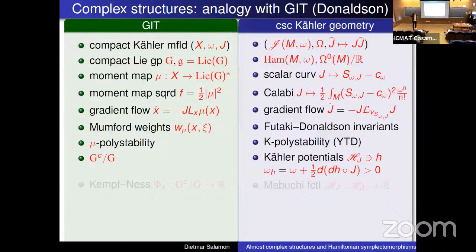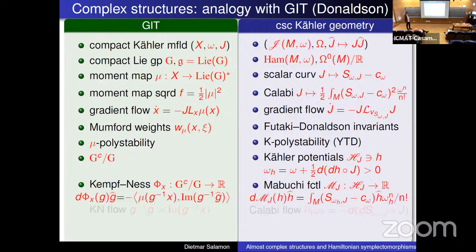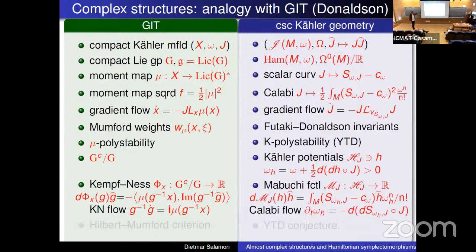And this space has its tangent space, again, the space of functions, just like the group of Hamiltonian symplectomorphisms, but it becomes a negative curvature manifold, which has been studied by Calabi and Xiuxiong Chen and Mabuchi and others. And the analog of the Kempf-Ness function is then the Mabuchi functional on the space of Kähler potentials. And the Kempf-Ness flow, which is a negative gradient flow of the Kempf-Ness functional, its equivalent is the Calabi flow on the space of Kähler potentials.